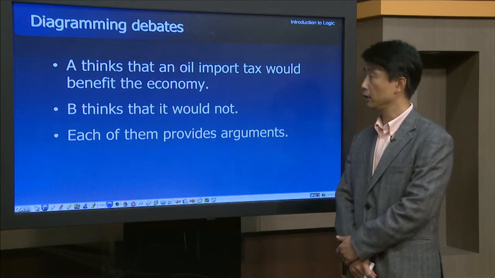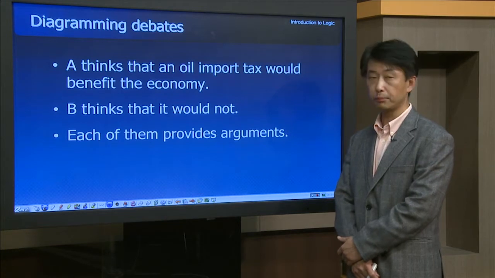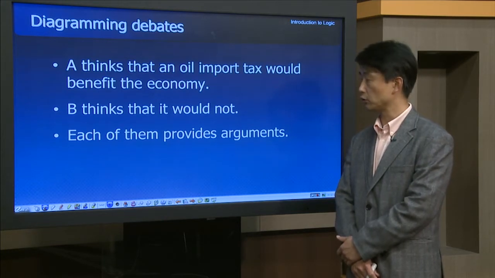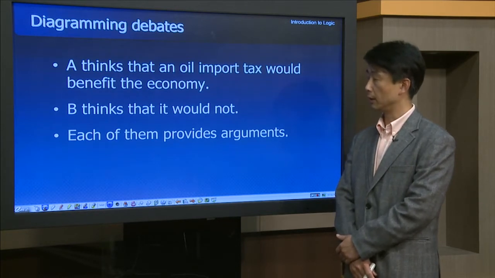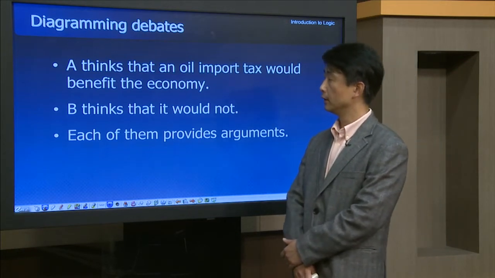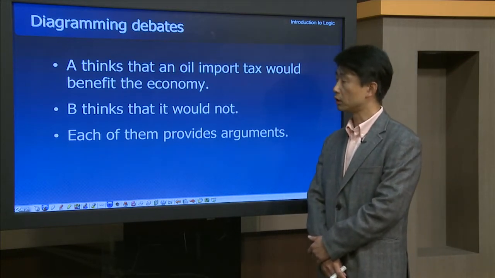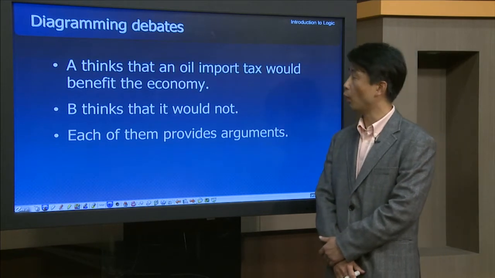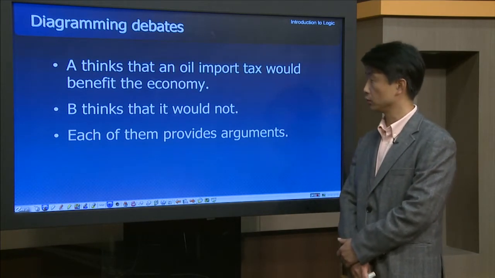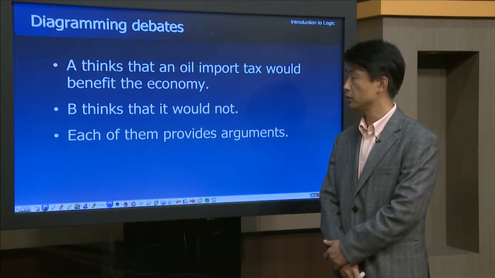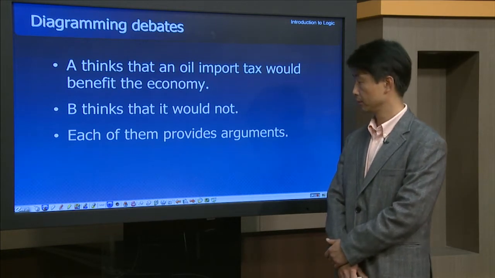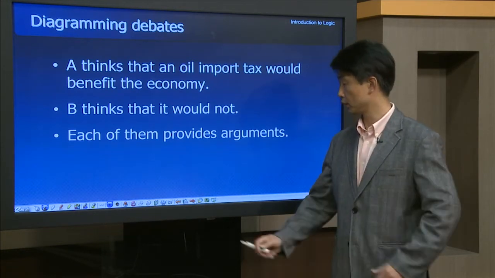And in a debate, each party presents what he or she takes to be the best case, the best argument to support their positions. So A provides his or her own reasons to think that an oil import tax would benefit the economy, and B presents reasons to think that that is not the case. So goes a debate.